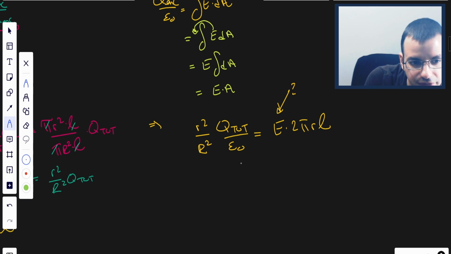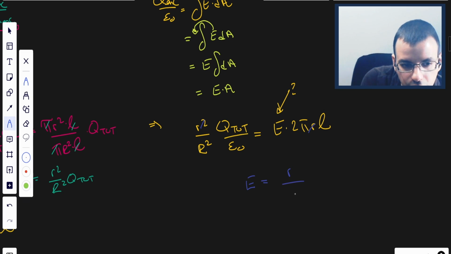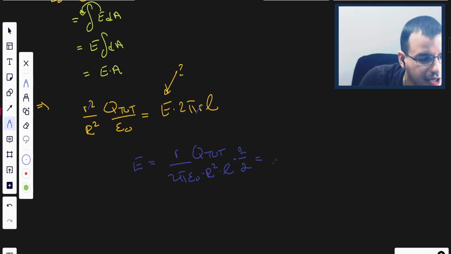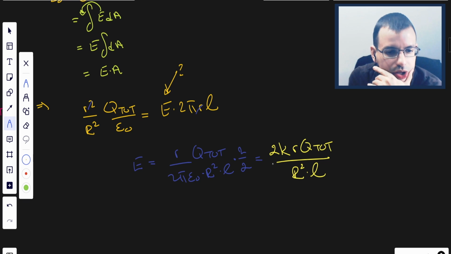So solving for E, we get E equals R squared. Oh, let's cancel one of these. So we have just a single R. So we have R over 2 pi epsilon naught R squared L. And Q total up top. So we have Q total, a single R, epsilon naught. Then I'm going to multiply this by 2 over 2. That gives us 2 times 2, which is 4. We have 4 pi epsilon naught, and 4 pi epsilon naught is the same as K. So we have K 2 R Q total over big R squared times length.